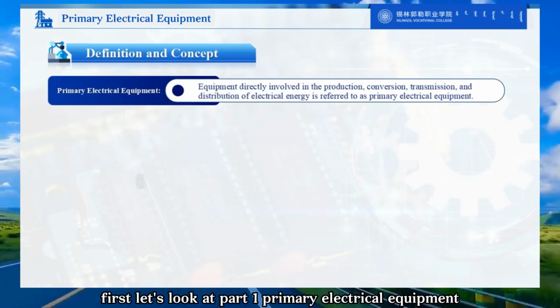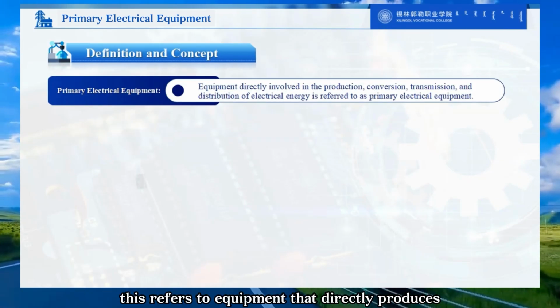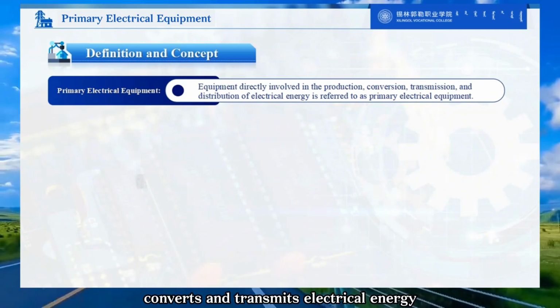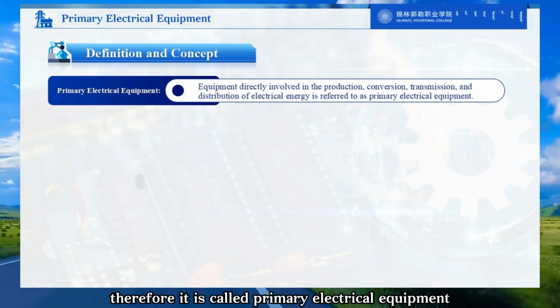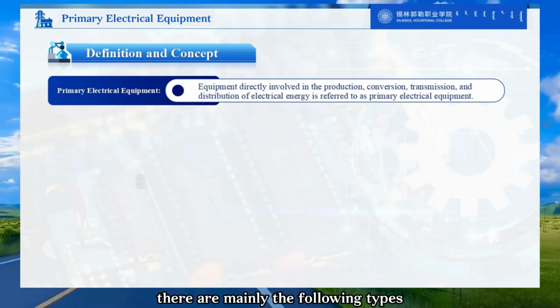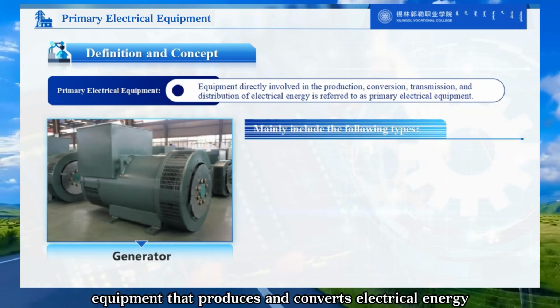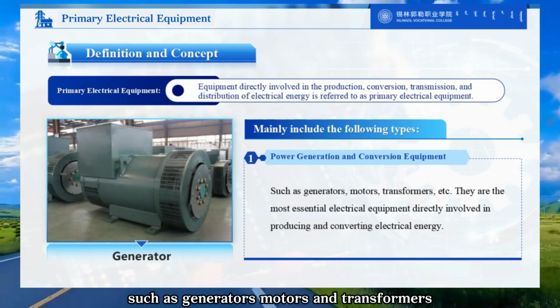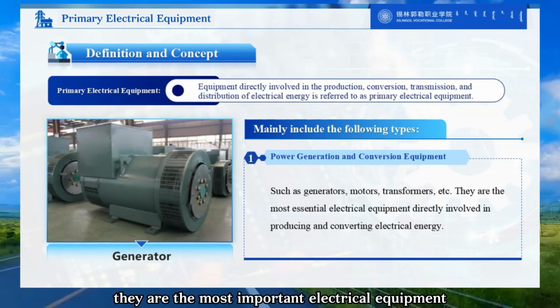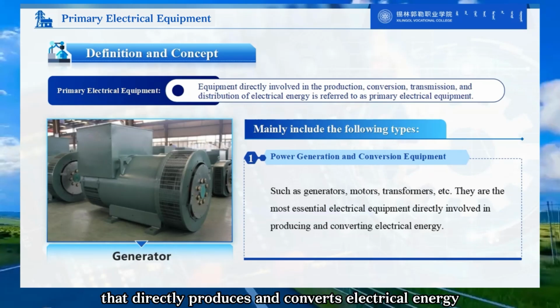First, let's look at Part 1: Primary electrical equipment. This refers to equipment that directly produces, converts, and transmits electrical energy. Therefore, it is called primary electrical equipment. There are mainly the following types. First, equipment that produces and converts electrical energy, such as generators, motors, and transformers. They are the most important electrical equipment that directly produces and converts electrical energy.